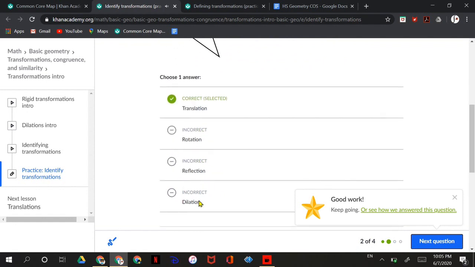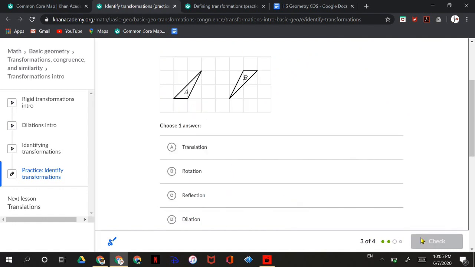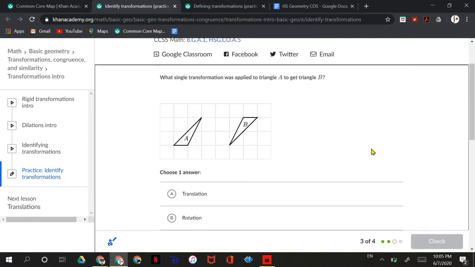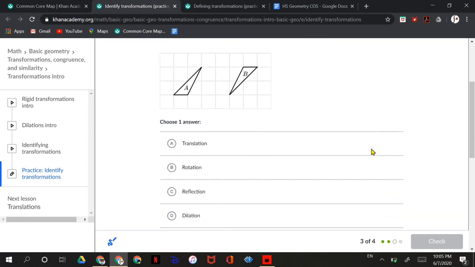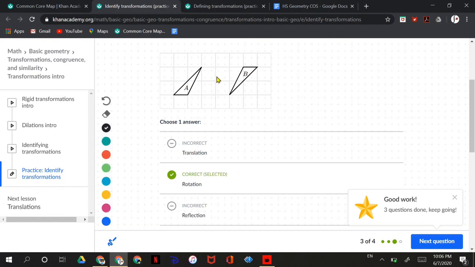And what has been applied to A to get B? This seems like a rotation. Yeah, because if it was reflected, it would be something like this. It would have to be facing this direction. Yeah, it can't be upside down. Then translation, it would be facing this direction, because you'd just be moving it. And then dilation, it would change the shape.